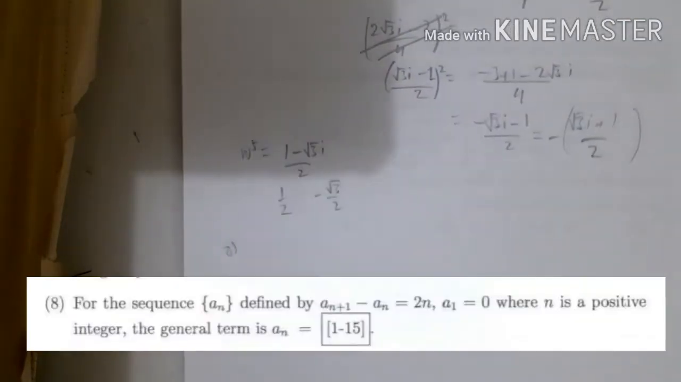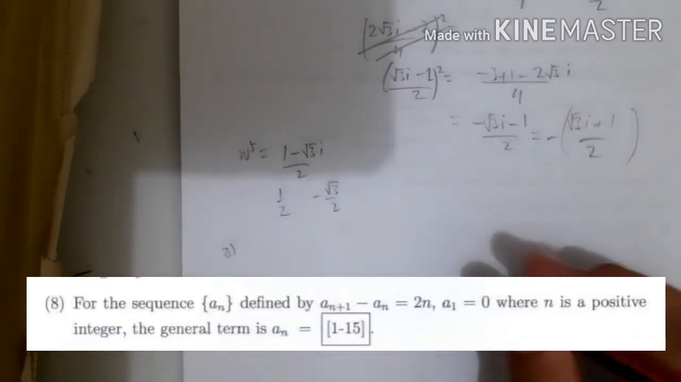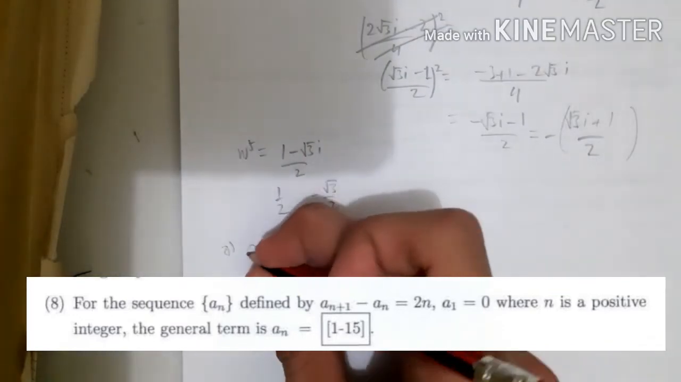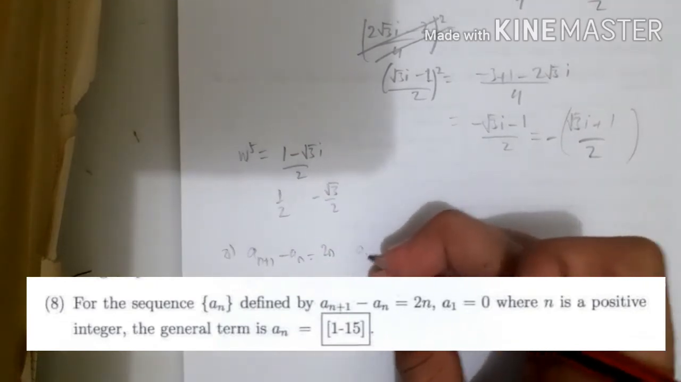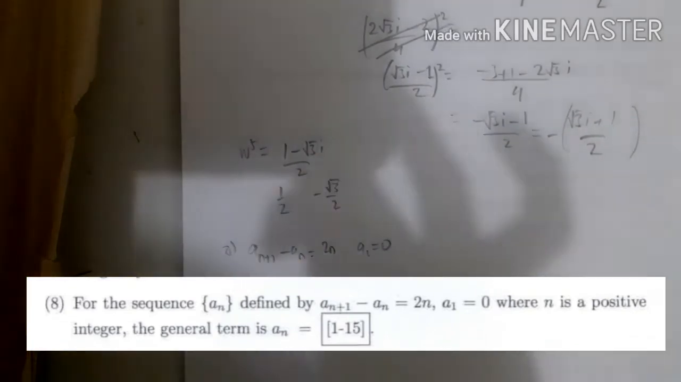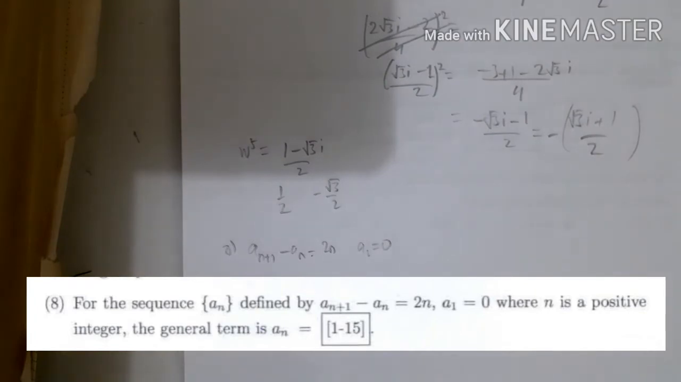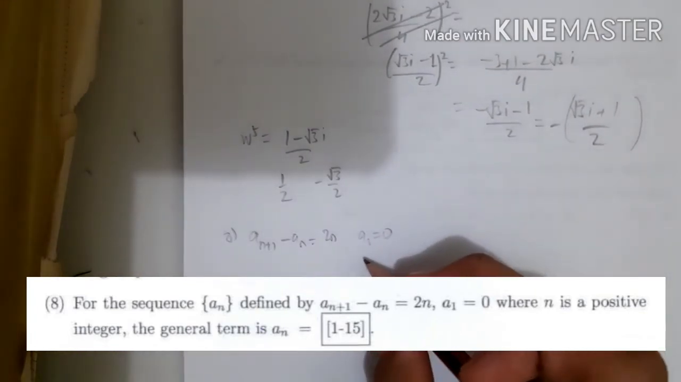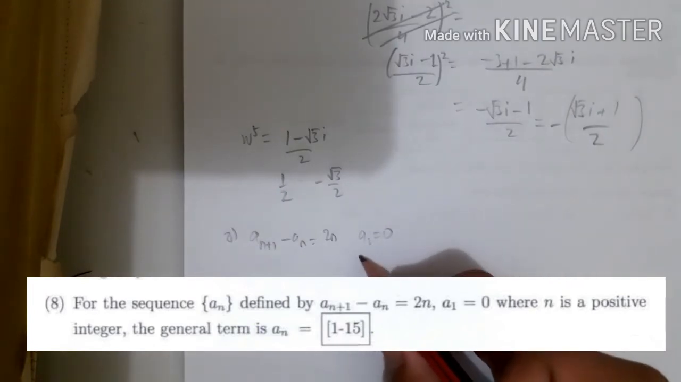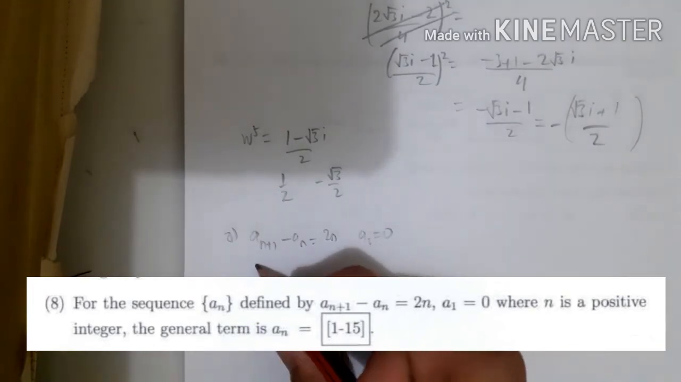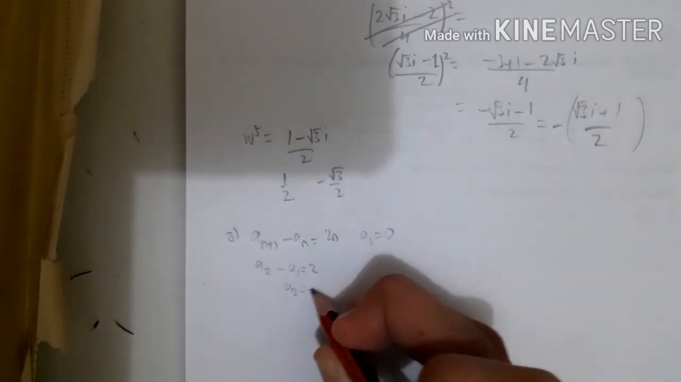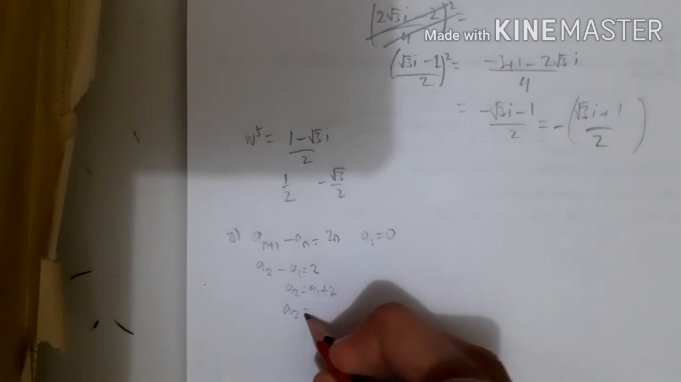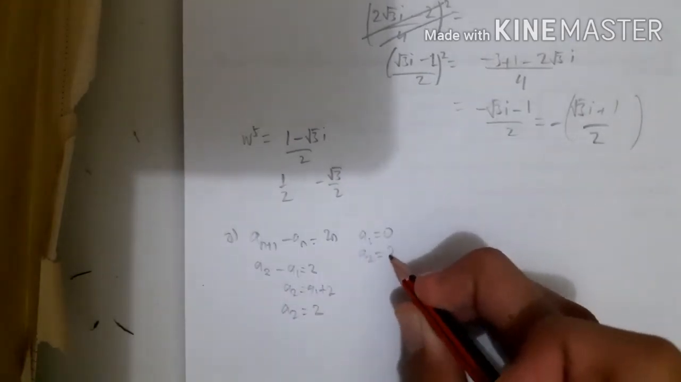And now for number 8, it says that there is a general term question. It is a sub n plus 1 minus a sub n equals n, where the first term is 0. So where n is a positive integer, what is the general term for a sub n? So basically we have to find the pattern. If we want to find a sub 2, that will be a2 minus a1 equals 2. So a2 is a1 plus 2, so a2 is 2. So the second term is 2.